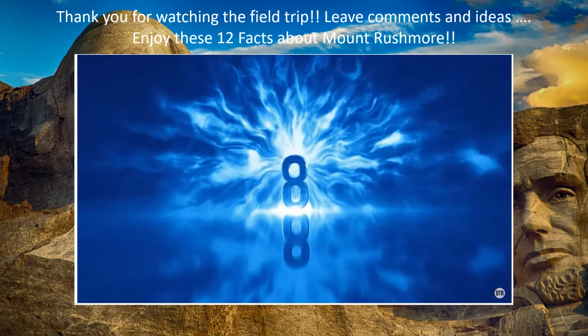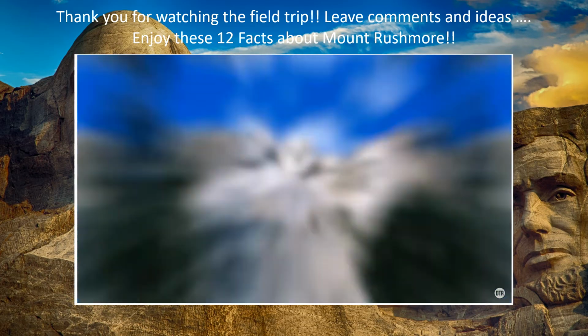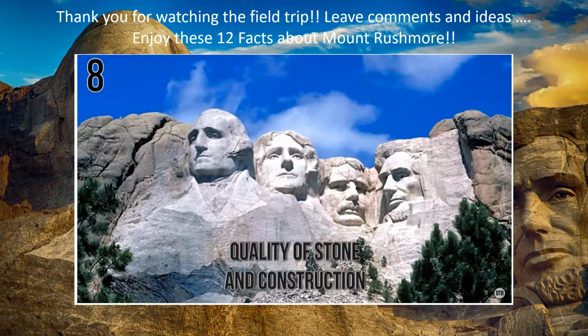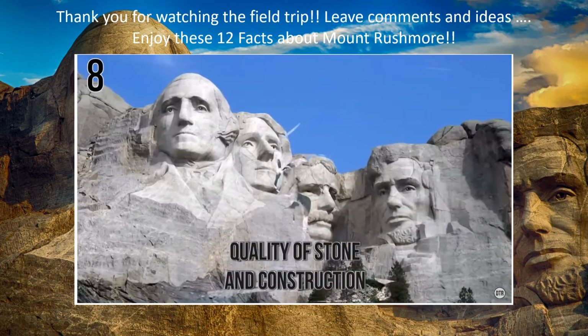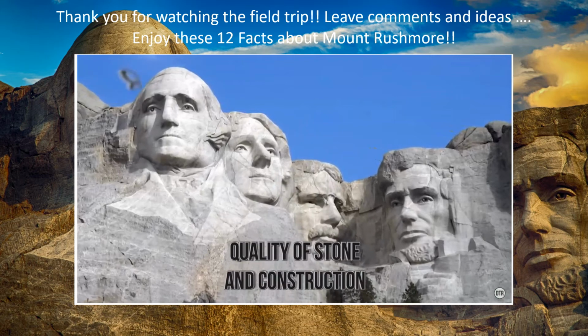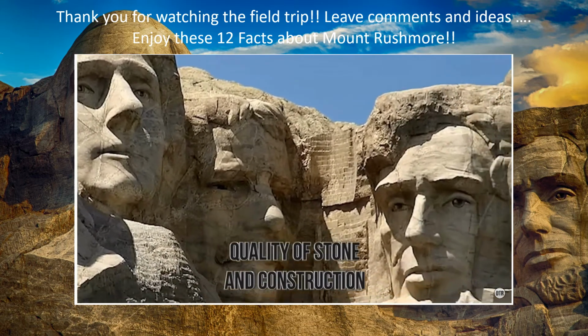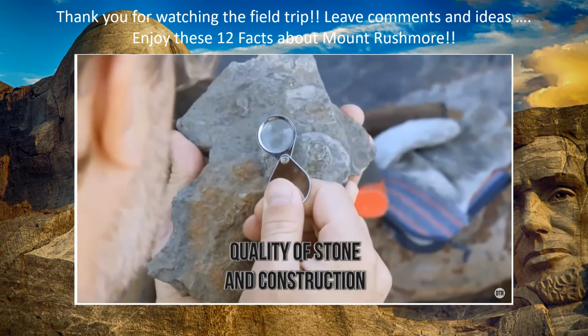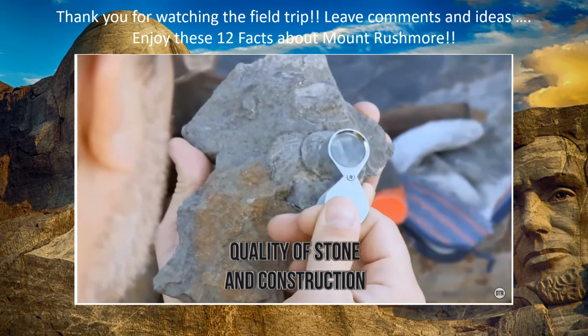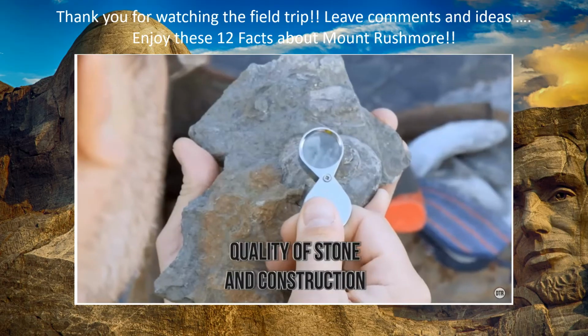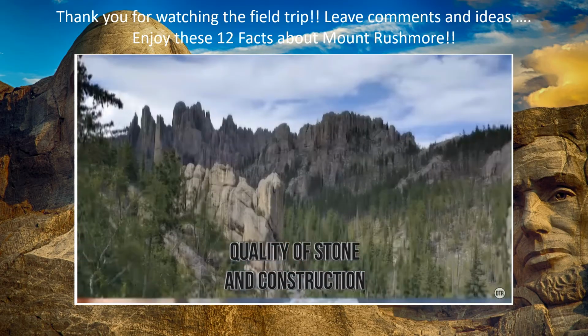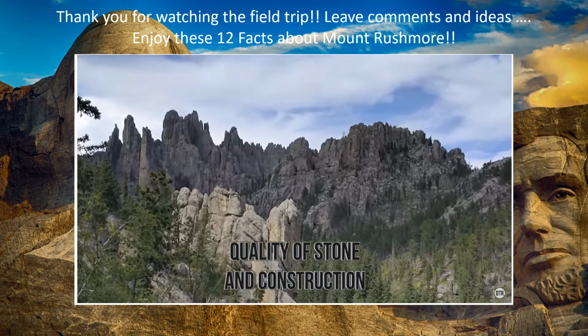Number 8. Quality of stone and construction. When it came to actually make Mount Rushmore, it was not an easy endeavor, not the least of which was because the intent of the monument was to have 4 giant stone faces carved into a mountain, which means that the stone needed to be extra strong to withstand weathering, yet also be flexible enough to be carved into. Thus, the granite rock of the Black Hills was chosen.